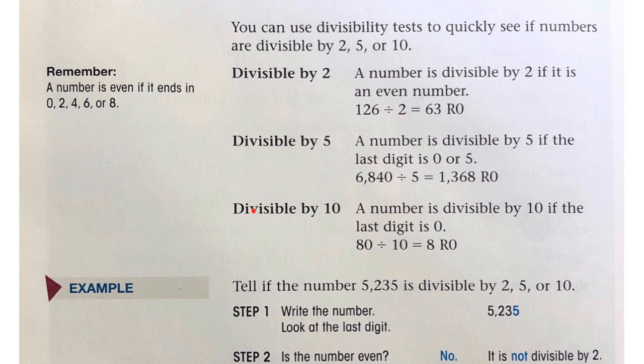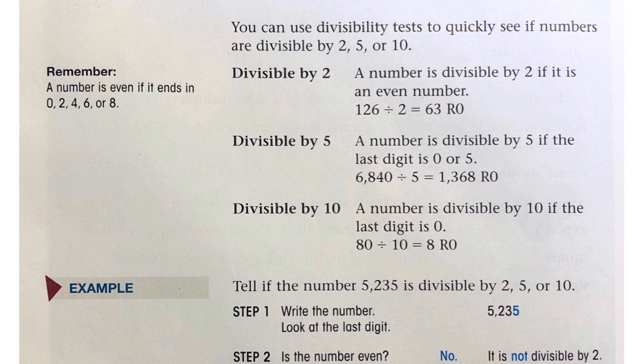Numbers divisible by 10. A number is divisible by 10 if the last digit is 0. Like 80 divided by 10. 80 has a 0, so it is divisible by 10. There's no remainder left.